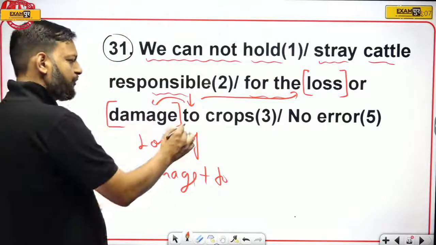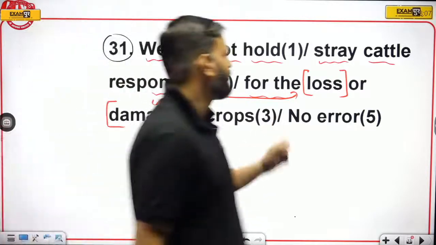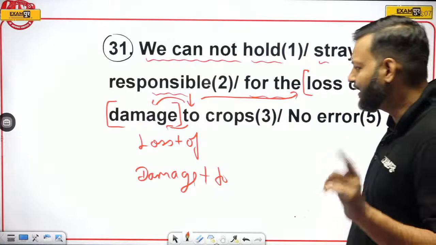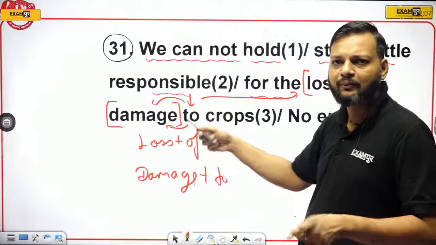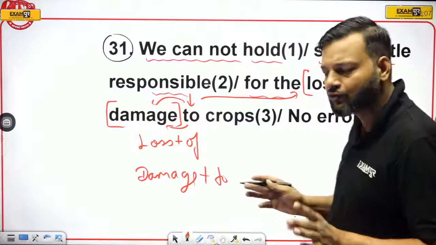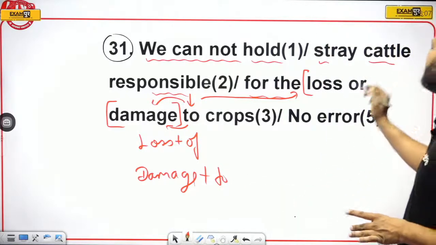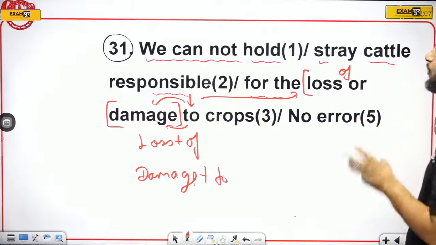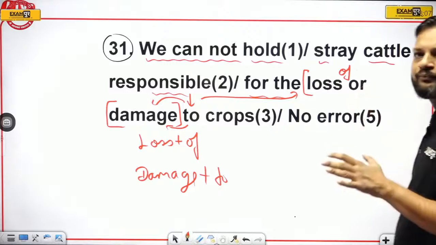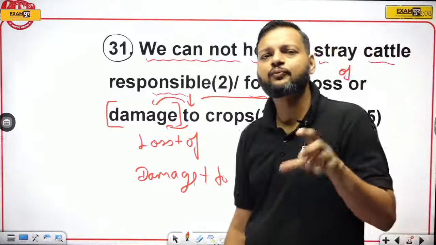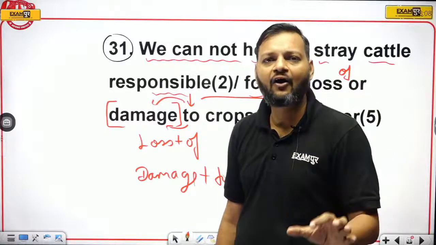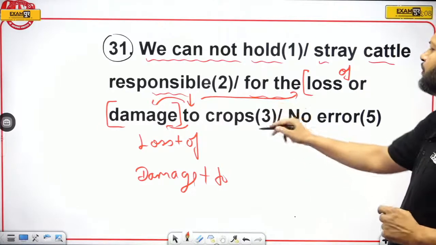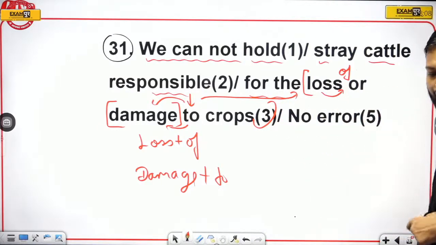With damage we have to, no problem, but with loss we do not have any preposition. If there is no preposition after loss, it is considered that to is the preposition of loss also, so this is wrong. To avoid this error we need to write of after loss. So the sentence would become, we cannot hold stray cattle responsible for the loss of or damage to crops, okay. So the error is in the third part, after loss we need to add of.